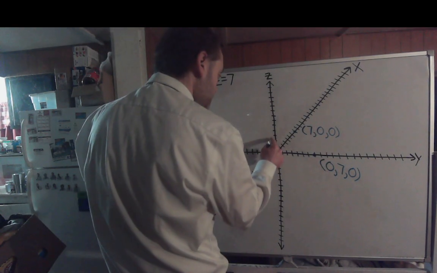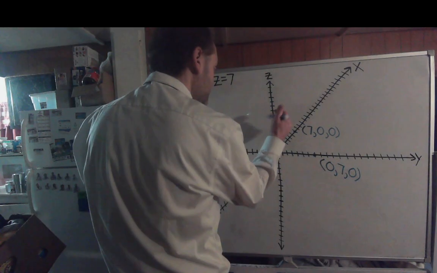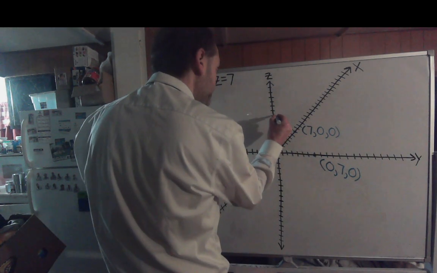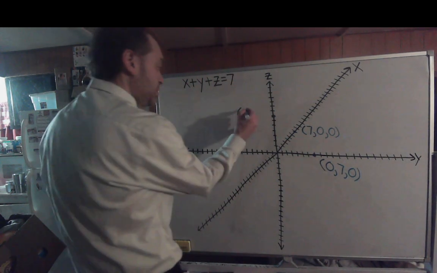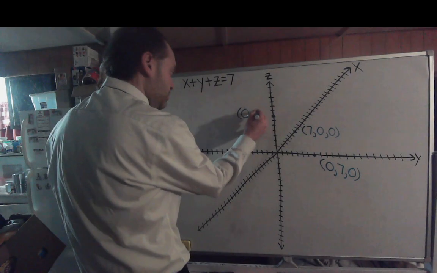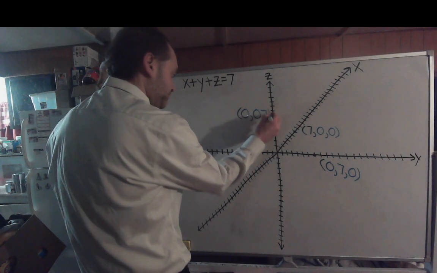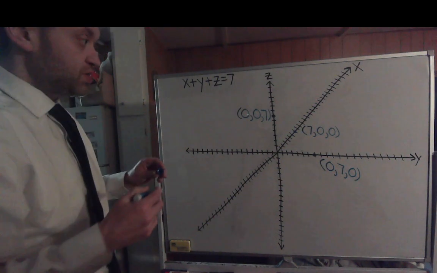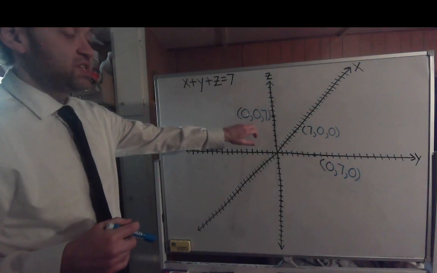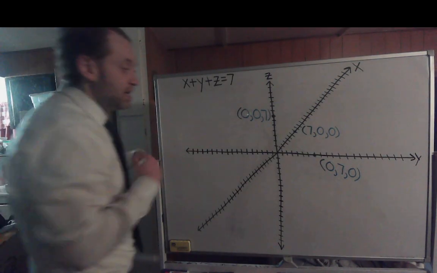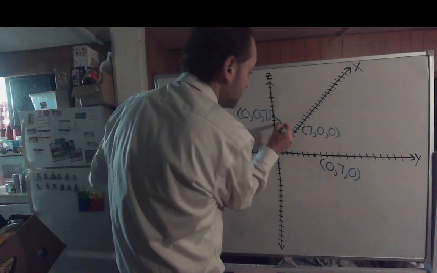So 1, 2, 3, 4, 5, 6, 7 will be right here. You'll label your z-intercept, since your x and y are both 0, it'll be 0, 0, 7. This would be your z-intercept at 0, 0, 7. Now you'll just connect the dots.